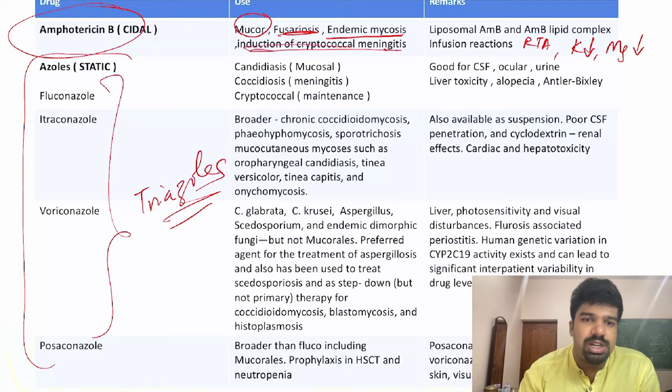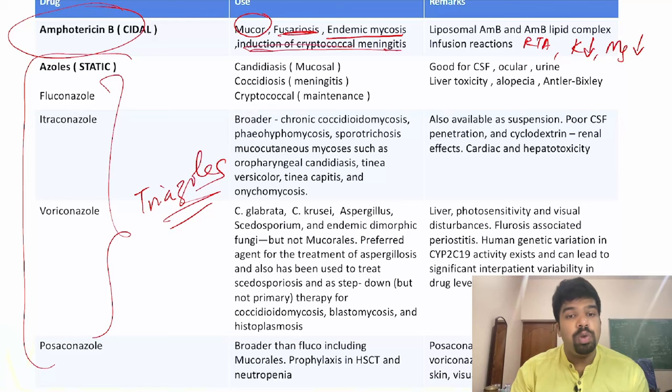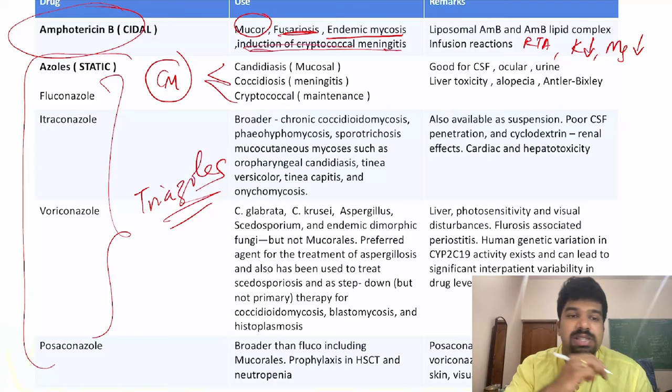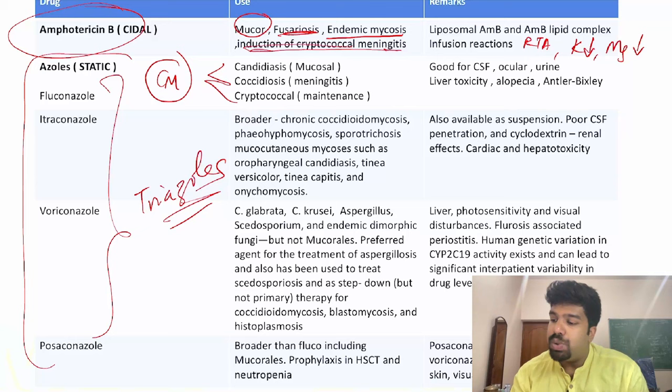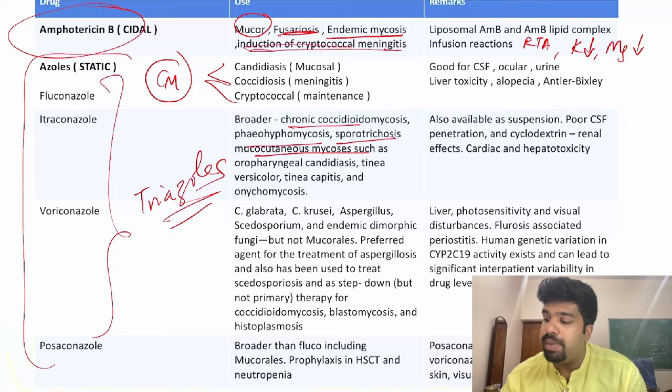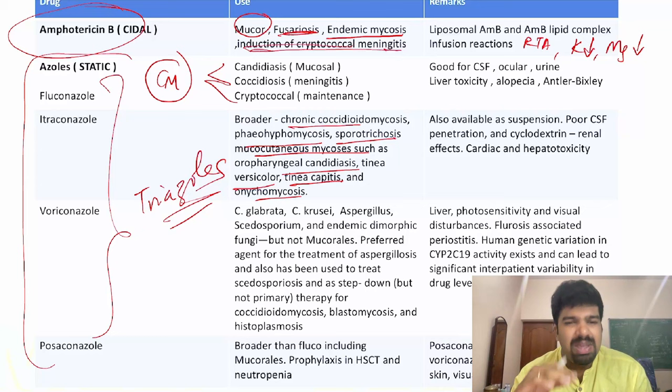Next, we come to itraconazole. So, please remember CM for fluconazole. Itraconazole is broader. The spectrum is broader. It is used for chronic coccidioidomycosis, phaeohyphomycosis, sporotrichosis, mucocutaneous mycosis such as oropharyngeal candida, tinea versicolor, tinea capitis, and onychomycosis. So dermatophytic, esophageal candidiasis, meaning the mucosal which is deeper. Basically organ.